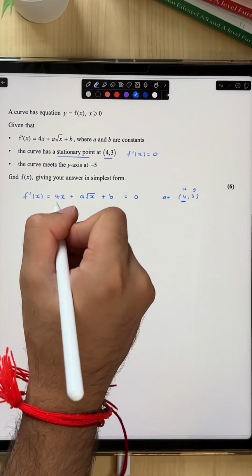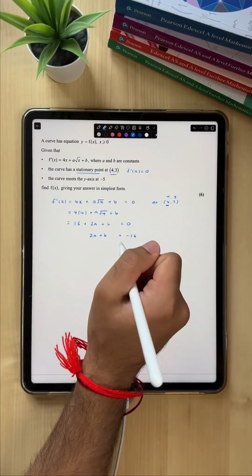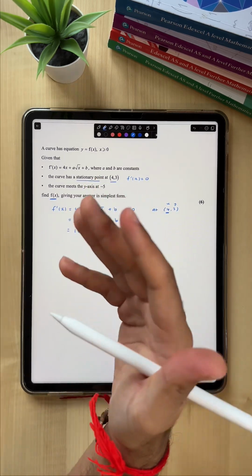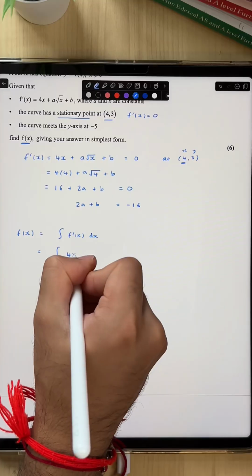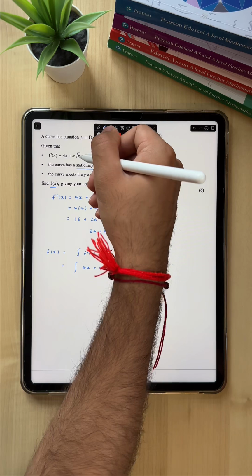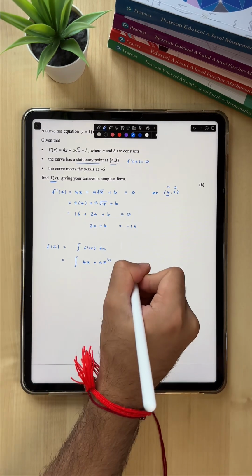We know that x equals 4, so we can sub that in. Okay, so we've derived an equation that involves a and b. Let's see what else we can do. We're trying to figure out what f of x is, and of course that's the integral of f dash x. So that's the integral of 4x plus a x to the power of half, I'm going to write that instead of root because we always want to work with indices, plus b with respect to x.